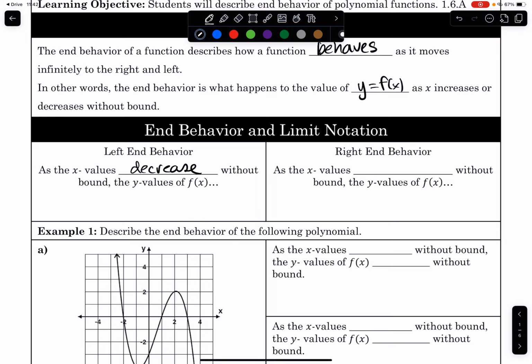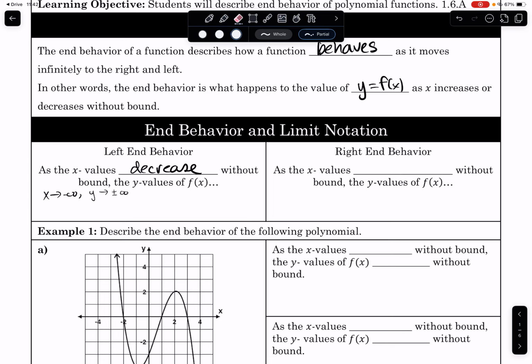And if you recall from algebra 1, we used the arrow notation then. We use x approaches negative infinity, and we said that the values of y, or f of x, were going to approach either positive or negative infinity. Now, don't copy that down because I'm going to erase it right now.